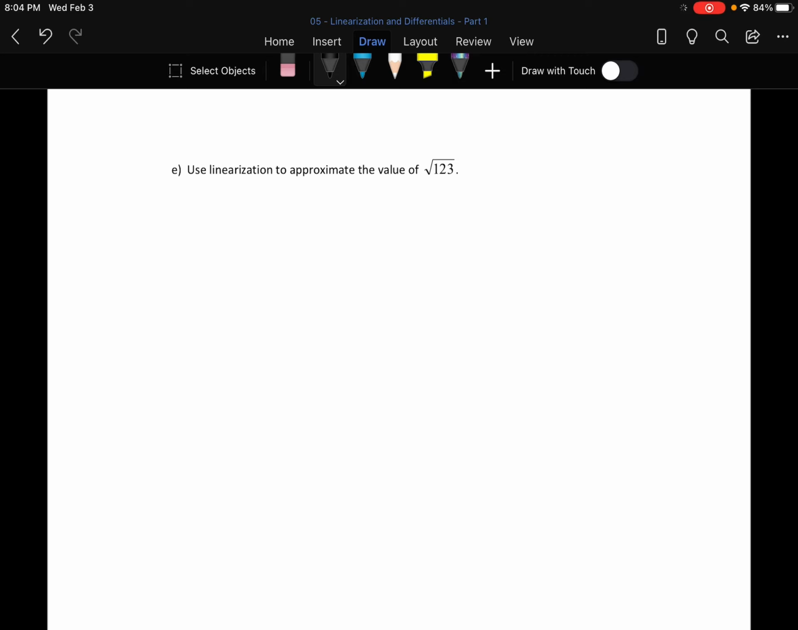Nothing we've used so far, no linearization we've done so far, can be used to do square root 123, because 123 is not close to 0. So that is not going to work at all. What we need to do is think of another way to handle this and find a value close to 123 that we could approximate from. That is something we can take the square root of that's close to 123, and then we could do the linearization off of that. The number that is close to 123 that I can take the square root of is square root 121.